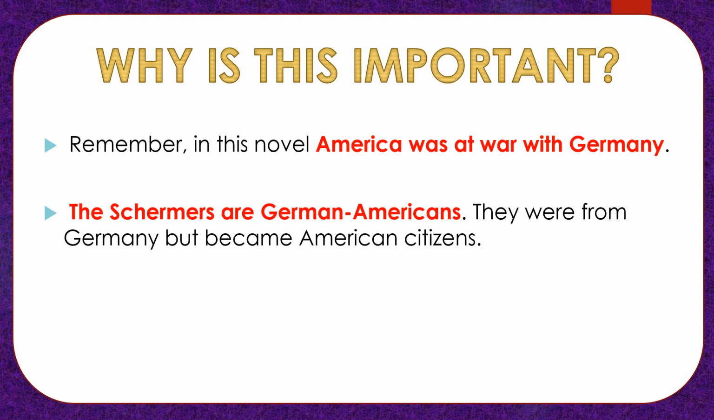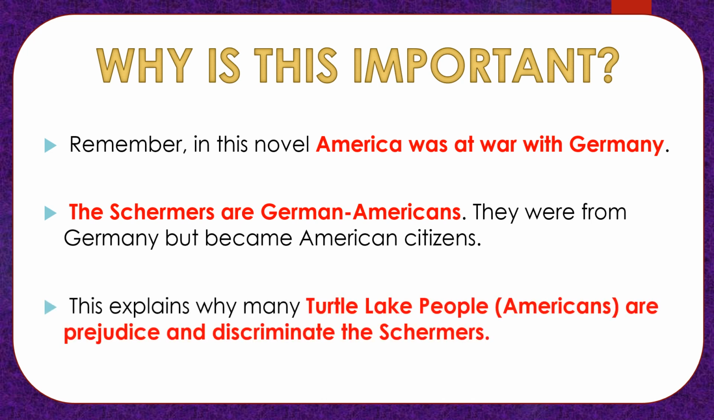And the Schermers, if you still don't know until now, they are what we call German Americans. German Americans means that they were from Germany but became American citizens. Maksudnya, mereka berbangsa Jerman, asal dari Jerman, tetapi menetap tinggal di Amerika dan menjadi rakyat Amerika. So let's say if you, a Malay for example, were born in Malaysia and then you migrate, you stay in America, you will become Malaysian American. Okay, clear? So the Schermers are German Americans. Even though they are Americans, they are still German. They have German blood in them. And this explains why many Turtle Lake people, who are purely Americans, are prejudiced against and discriminate the Schermers.